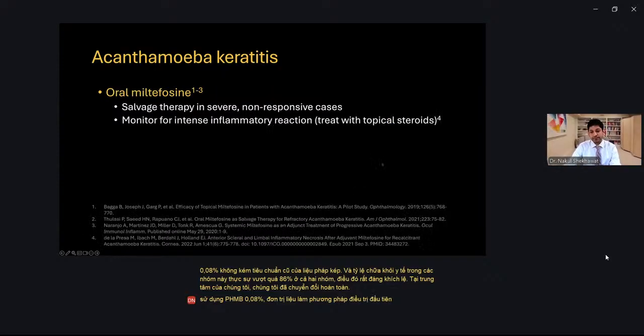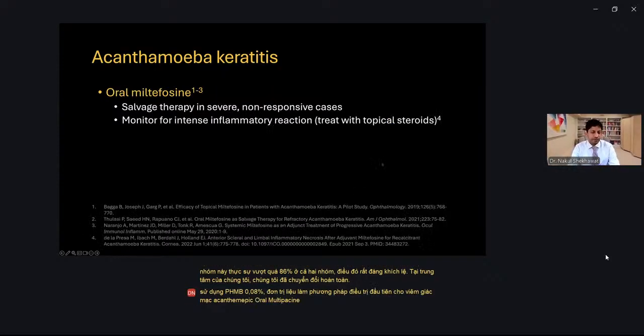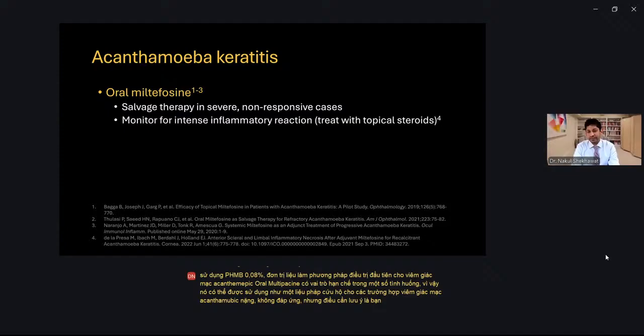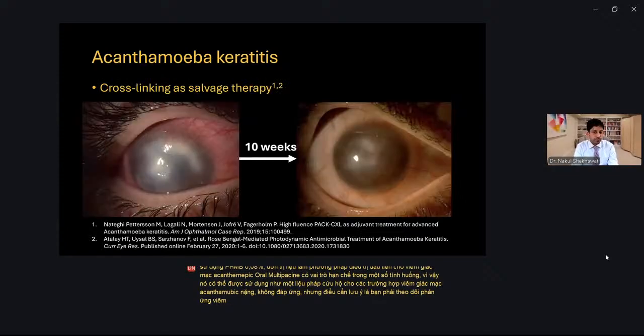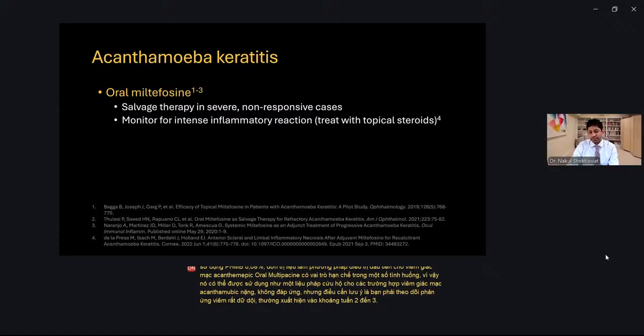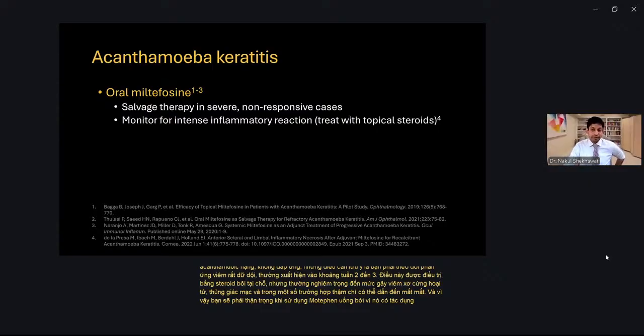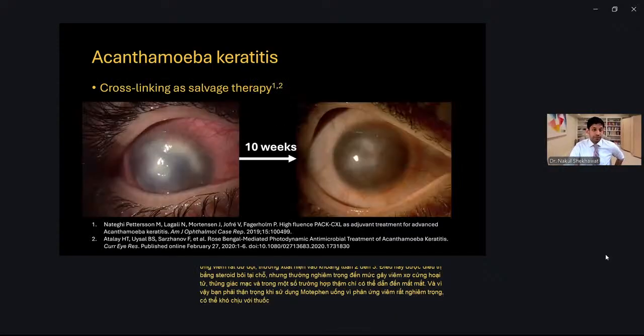acanthamoeba keratitis. Oral miltefosine has a limited role in select situations, so it can be used as a salvage therapy for severe non-responsive cases of acanthamoeba keratitis. But the thing to note about it is that you have to monitor for a very intense inflammatory reaction, which sets in around week 2 to 3. And that is treated with topical steroids, but often it's so severe that it causes necrotizing scleritis, corneal perforation, and in some cases can even precipitate loss of the eye. And so you'd have to be cautious with using oral miltefosine because of that severe inflammatory reaction, which can be refractory to topical and even oral steroids.